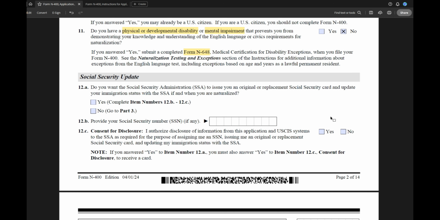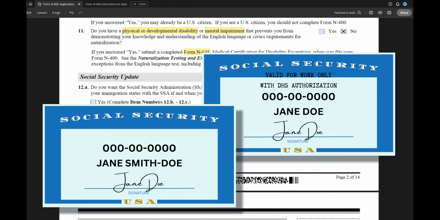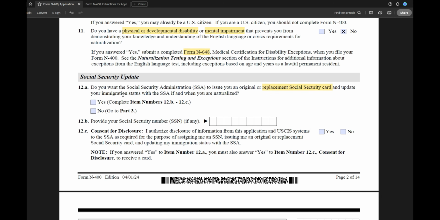The next part of the application asks you if you would like to request a social security card update, whether you would like to receive a replacement social security card which doesn't have the statement that authorizes you to work with Department of Homeland Security permission, or if you would also like to update the name on your social security card. If you would like a replacement card, which you should probably get, you should answer yes to this question and provide your social security number here.